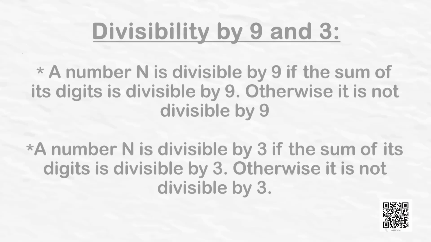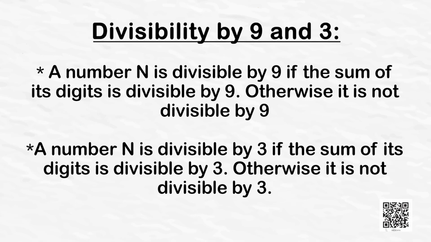Students, hence we get a test of divisibility by 9 or 3 as a number n is divisible by 9 if the sum of its digits is divisible by 9. Otherwise, it is not divisible by 9. A number n is divisible by 3 if the sum of its digits is divisible by 3. Otherwise, it is not divisible by 3.